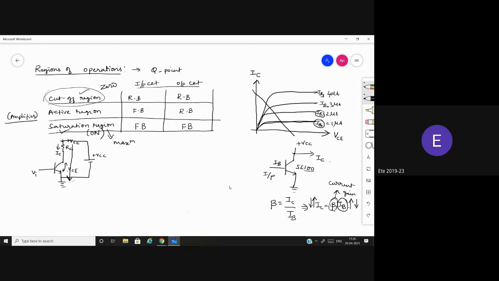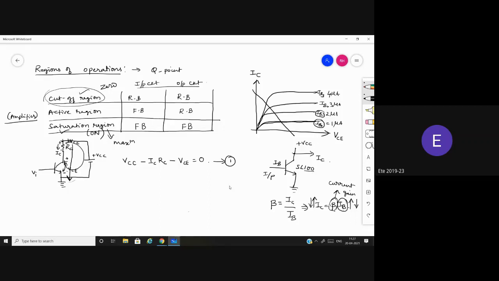Now I'm going to apply KVL to this particular loop, taking the anti-clockwise direction starting from plus VCC. The equation will be plus VCC, coming to this, entering point is positive, leaving point is negative, that is minus IC RC. After that, coming here, entering point is positive, leaving point is negative, so VCE, equal to 0. Now, this is the basic equation we have.